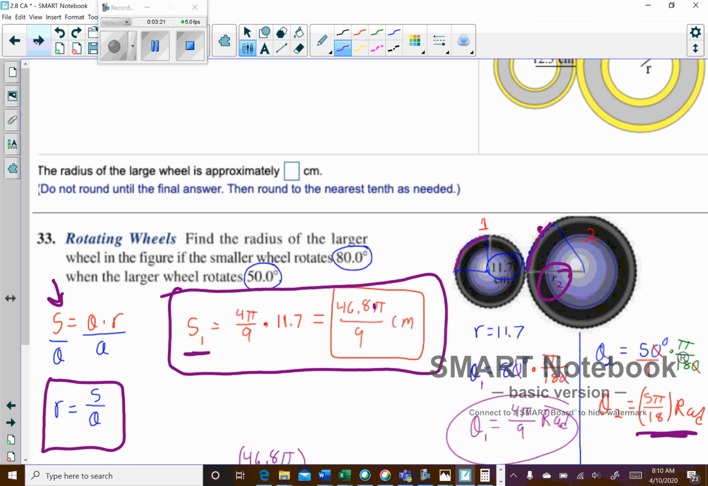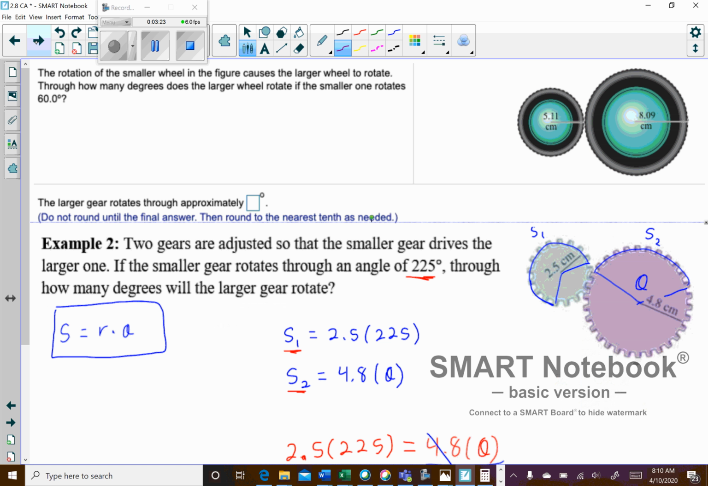Let's look at your other one. It's a very similar example. This one's actually easier, okay? This one will actually be a little bit easier. So once again, what they're doing here is they're telling you the rotation of one, but not the other, and so you're trying to figure that out.